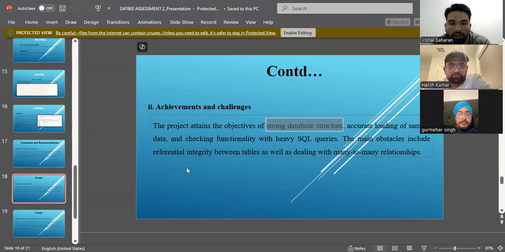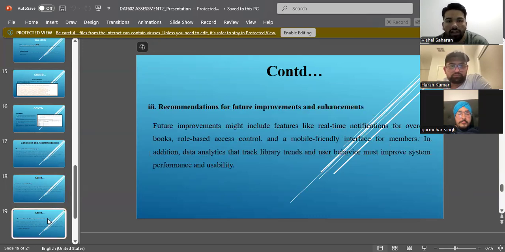The main challenge was the referential integrity between tables as well as dealing with many-to-many relationships. Recommendations for future improvements and enhancements: future improvements might include features like real-time notifications for books, role-based access control, and a mobile-friendly interface for members. Adding data analytics that track library trends and user behavior should improve performance and usability.